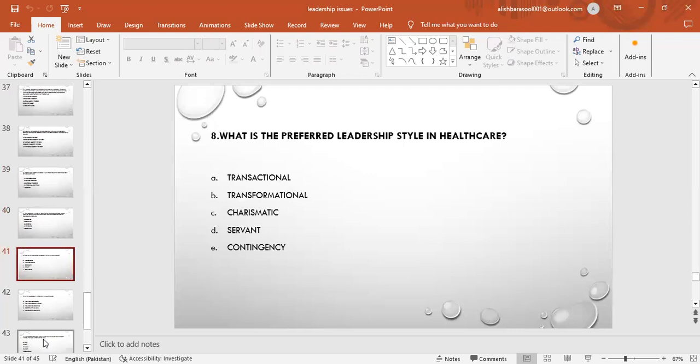What is the preferred leadership style in healthcare? A, transactional, B, transformational, C, charismatic, D, servant, E, contingency. Transformational. B. Yes, E is the right answer.